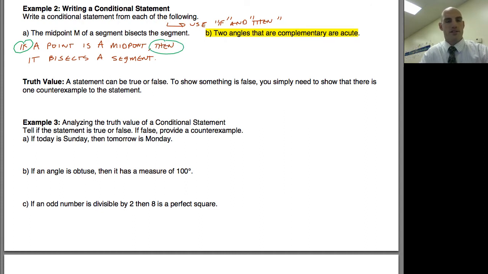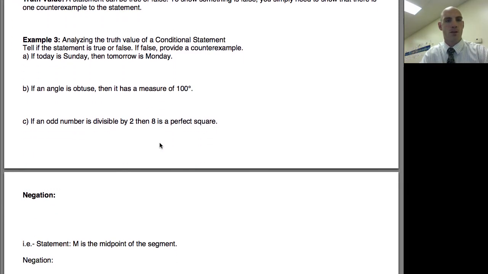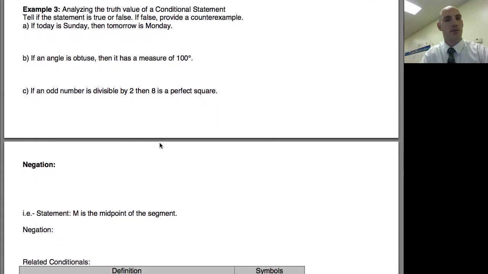All of these are leading us to something that is evaluating whether these are true or not. So the if-then could be true or not. If it rains cats and dogs, then we have a problem. That is true. But if you don't work all day, then people will pay you millions of dollars. That would be false. So we need to figure out what is true and what is not. In example 3, we're going to analyze the truth value, and we're going to tell if it's true or false. And if it's false, then we're going to provide a counterexample like we've done in the past. Look at number 1.